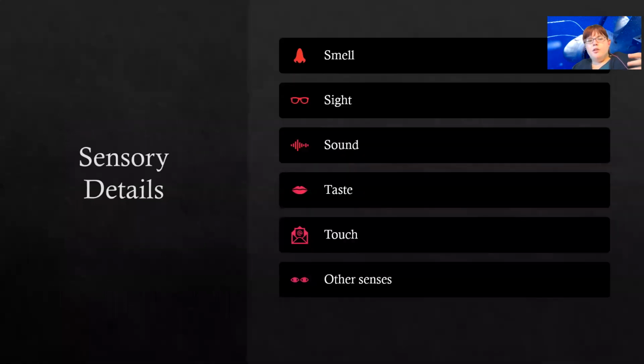Okay, so first thing with description is we have to use sensory details. So details like smell, sight, sound, taste, and touch, wherever we can. Obviously, there's going to be some instances where you can't have one of those senses or it's not going to apply to the situation. But there are other senses that we can bring in as well.